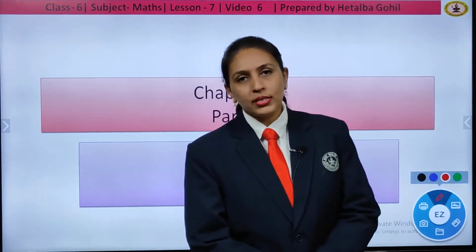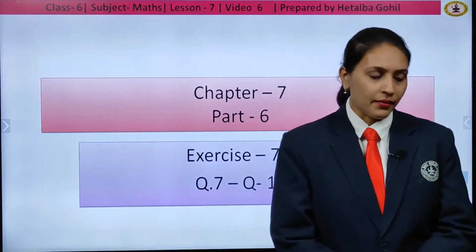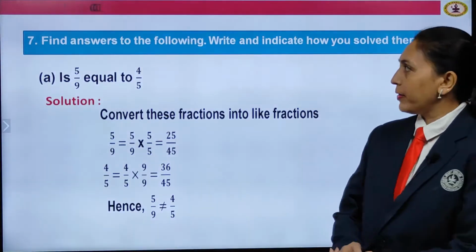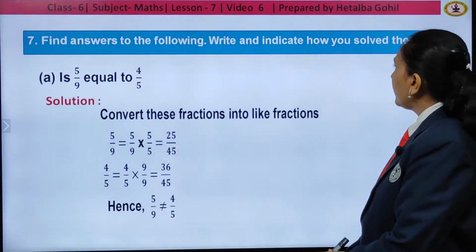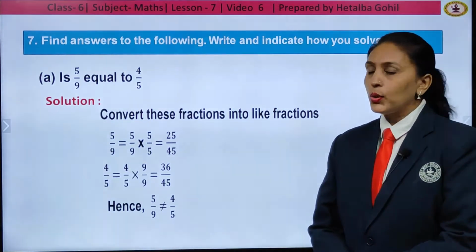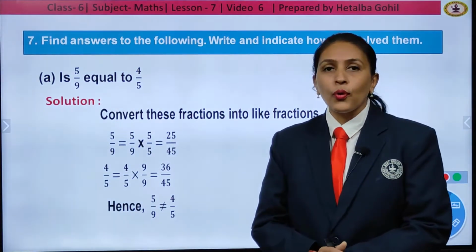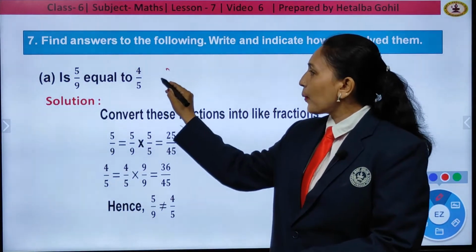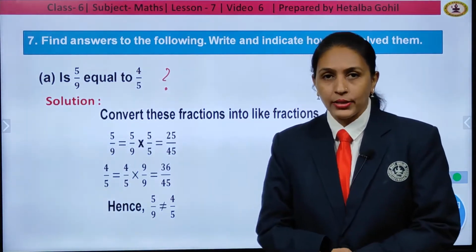Today we will continue this session further with exercise 7.1, question number 7. So let us see what we have here. Find answers to the following. Write and indicate how you solve them. Children, the question is given to us as: is 5 by 9 equal to 4 upon 5? So this is the question asked to us. That means we have to compare the given fractions.